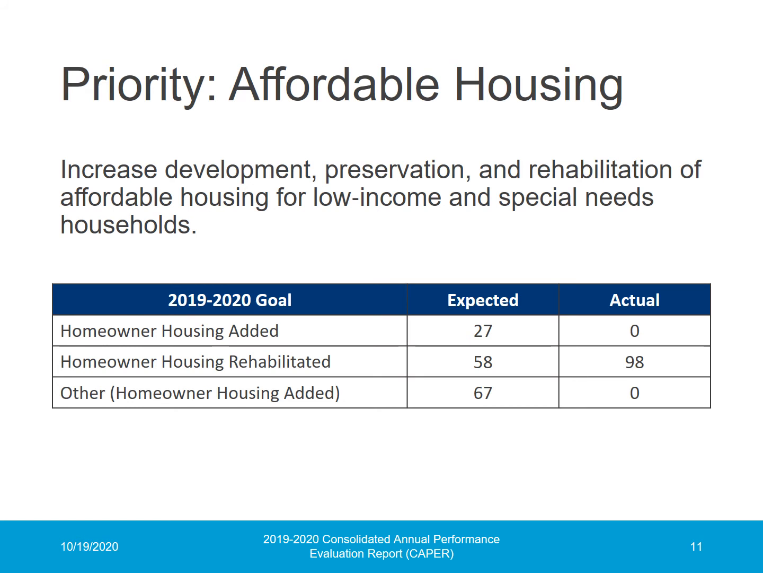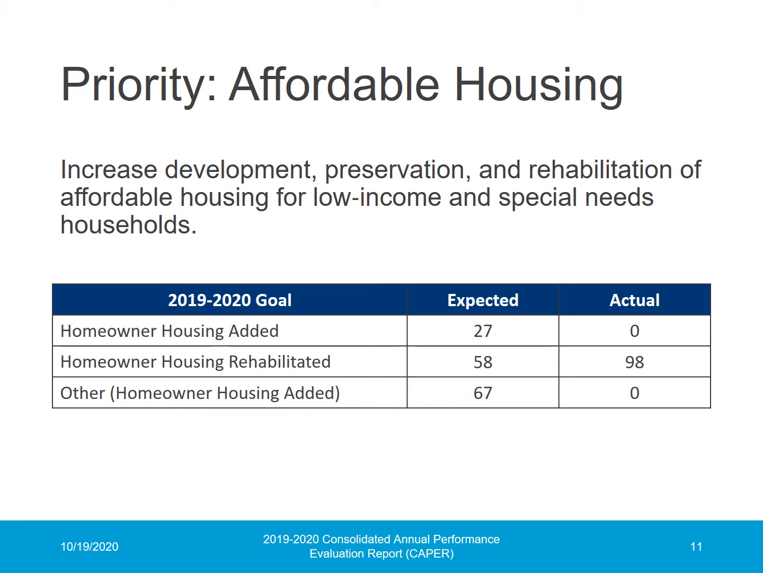Three goals are associated with the city's priority to increase development, preservation, and rehabilitation of affordable housing for low-income and special needs households. The first, homeowner housing added, was for 27 units. However, none of the projects were completed by June 30th, 2020. Several have since been completed, which we'll discuss on the next slides.